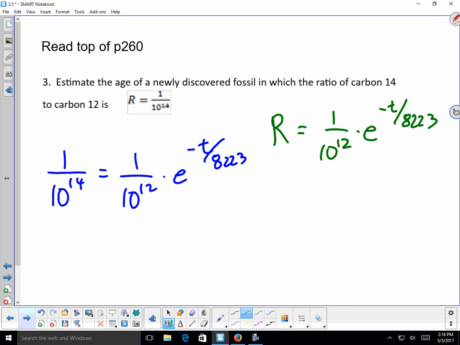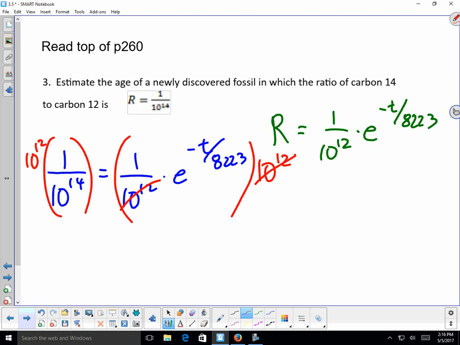Divide by, we're already divided by 10. Should we multiply? Yeah, let's multiply both sides by 10 to the 12th. So here, this 10 to the 12th divides out with this one, and if I've got 10 to the 12th over 10 to the 14th, that's going to end up being what? I am dividing two numbers with the same base, so what do I do with the exponents? Subtract. I have to subtract, so I'd get 10 to the negative 2, wouldn't I?